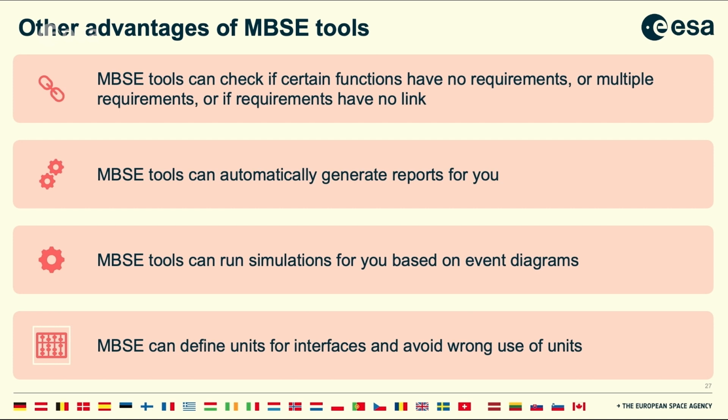So it can highlight these errors automatically for you with just one button press. It can also sense if there are overlapping requirements on one function, for example, or if requirements are not linked to any function, or if requirements have no hierarchy, for example. Another advantage is that it can automatically generate reports for you. These are getting more and more sophisticated, so it's not just a list of the product tree. It can even have automatic text generation and automatic figures generation and these kind of things.